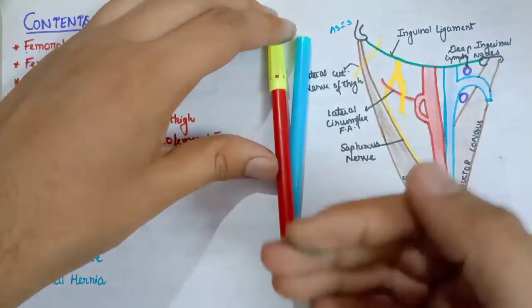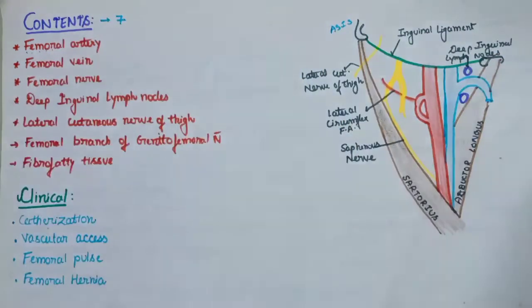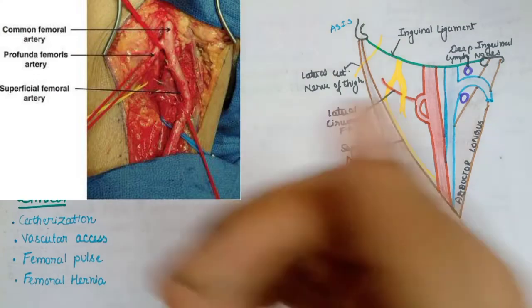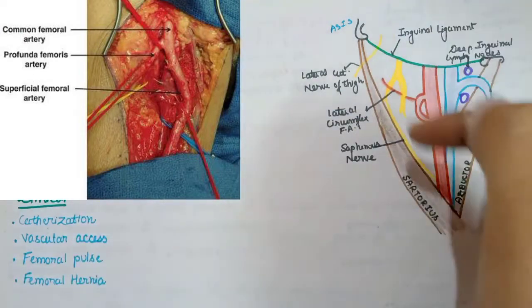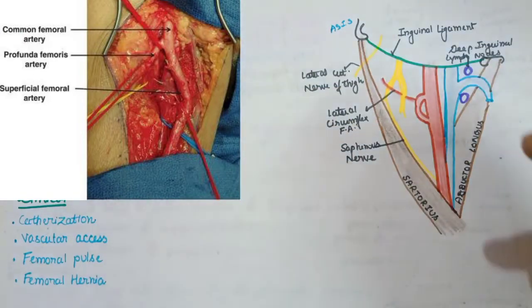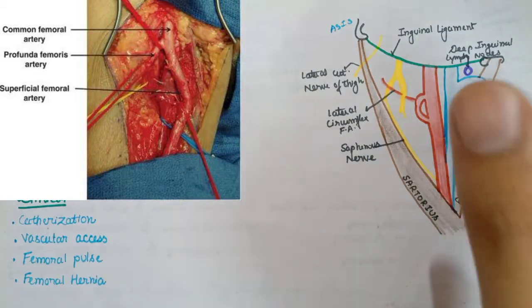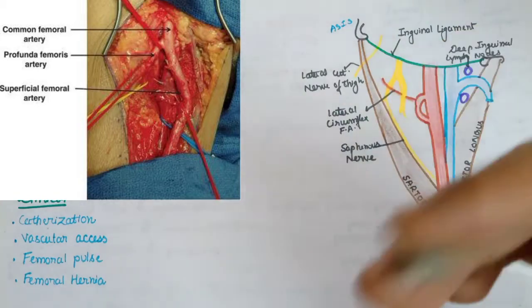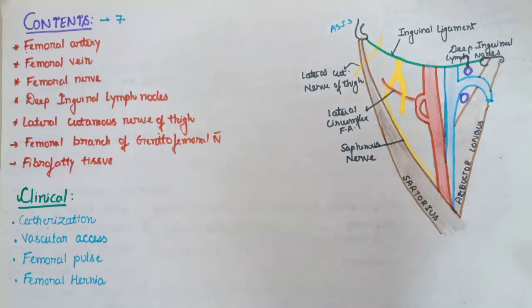Now, what is the clinical importance of this femoral triangle? Because it's a very important topic, you must know the clinical points. It is used for catheterization of the femoral artery. It is the easiest vascular access that can be made in the lower limb. The femoral artery is also used for measuring the femoral pulse, in case the radial pulse or the carotid pulse is not easily feasible.